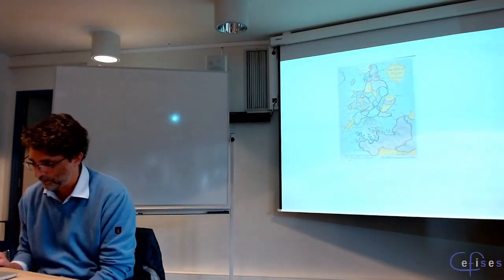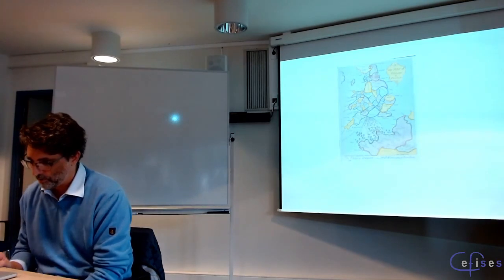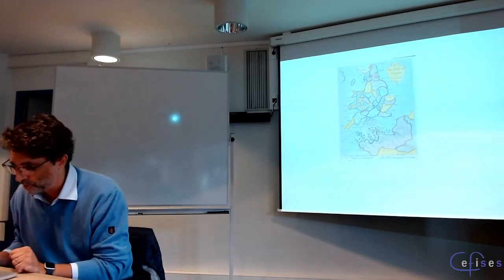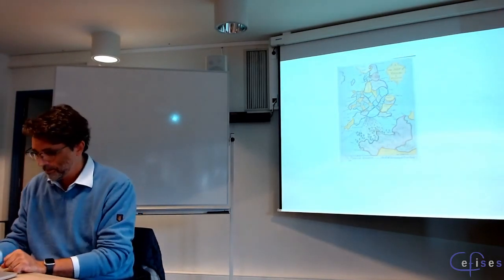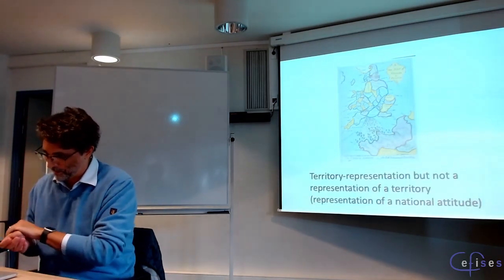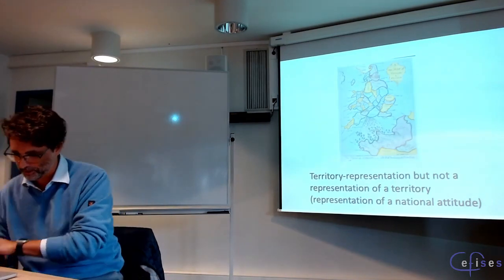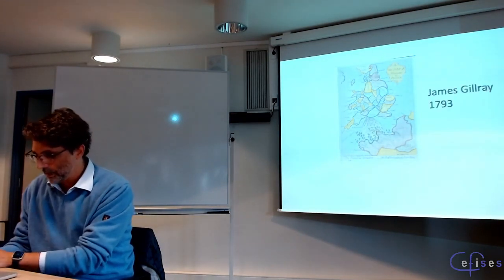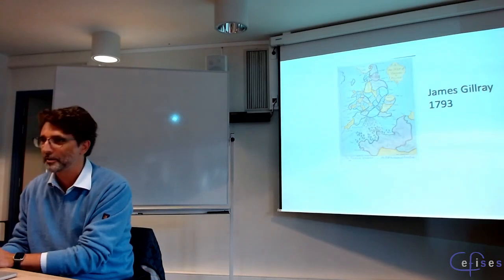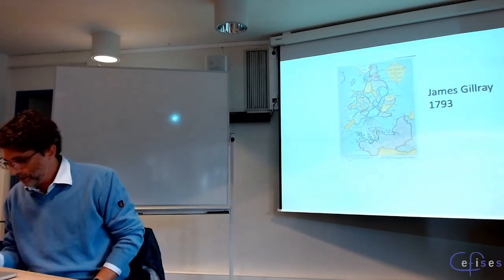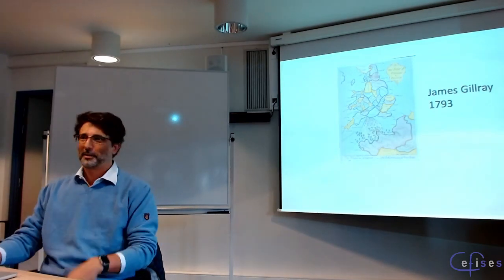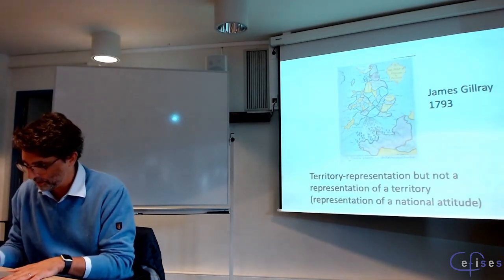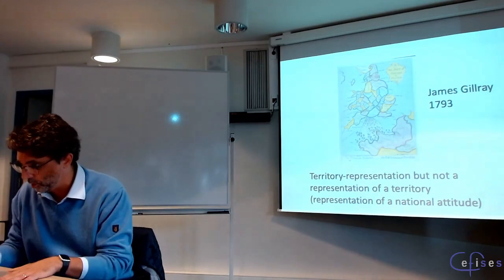Well, look at this here. That's a slightly personalized version of a map, of the British Isles, sending ships towards France. I would say that this is a territory representation, but not a representation of a territory. It's a representation of national attitudes and military ambitions, probably. Sadly, this goes back to James Gillray in 1793, when he attempted to say something, and some things never change. So here's another case of a representation that's a Z representation, but not a representation of a Z.